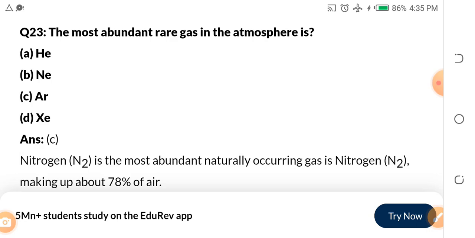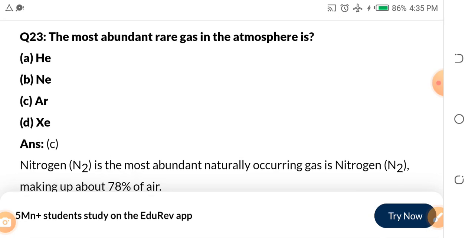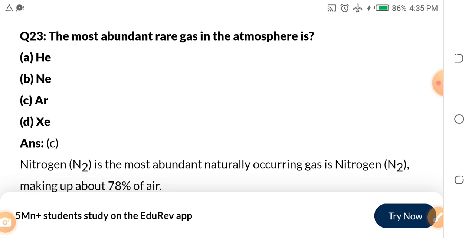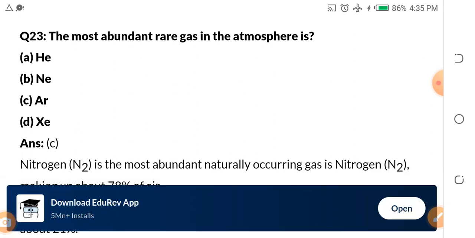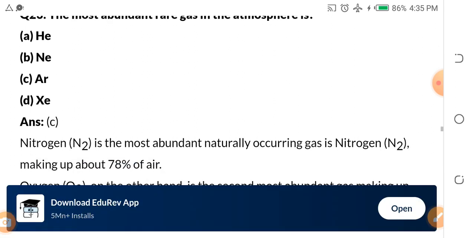Question 23. This is not Psalm 23. Question 23. The most abundant rare gas in the atmosphere is dash. A, helium; B, neon; C, argon; D, Xe.